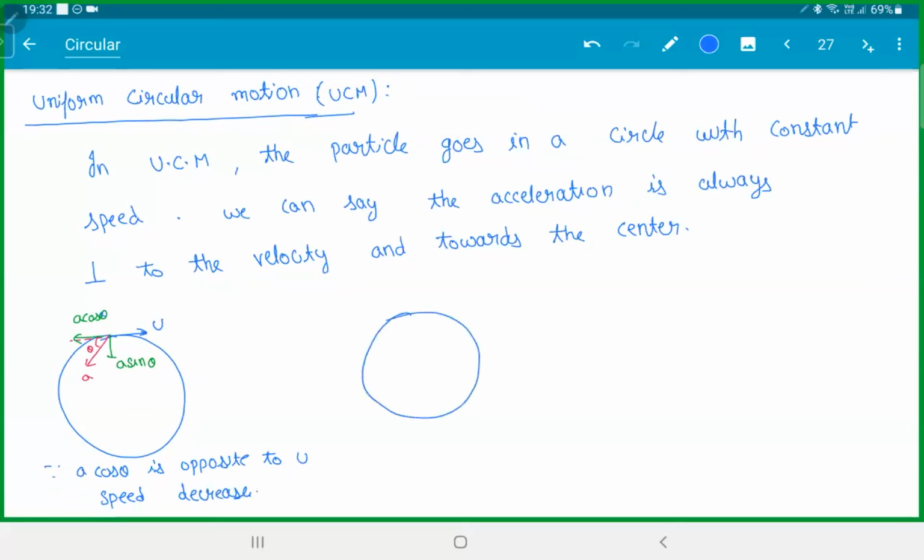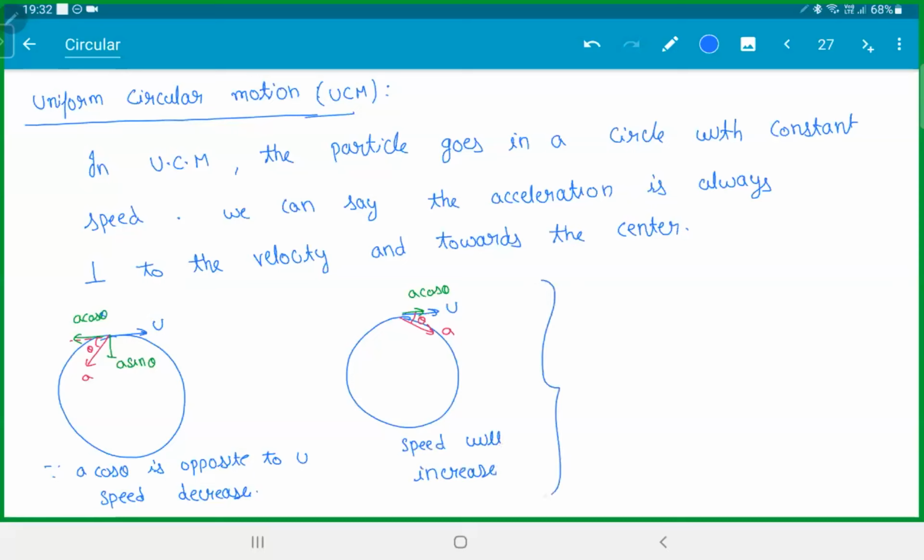The second possibility: let's say the acceleration is forward, and let's say the acceleration is this way, making an acute angle. Again, this component a cos theta, in this case, is in the same direction. Here, the speed will increase. So basically, in both these cases, the a cos theta changes the speed.